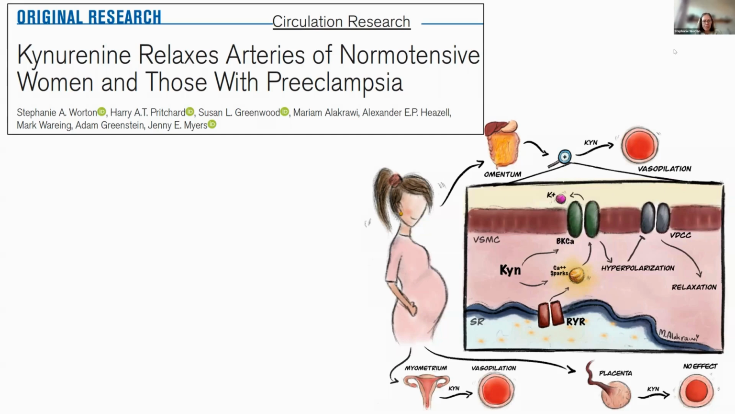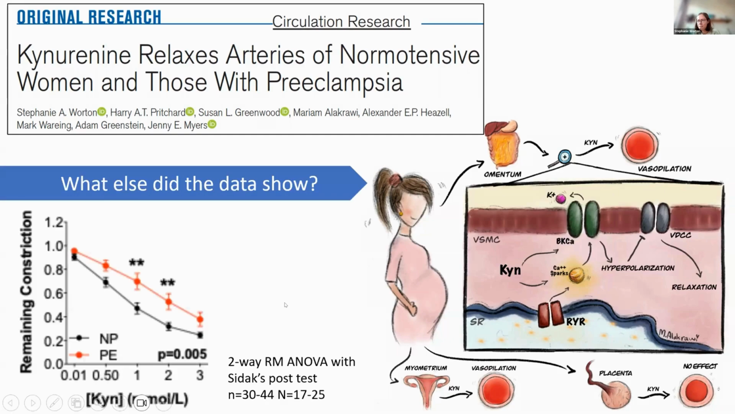Because the kinks in the data are always the most interesting part of any study. And whilst we saw substantial relaxation in maternal arteries, both from women with normotensive pregnancy and those with preeclampsia, you can see here that the relaxation was reduced in women with preeclampsia. Now, there are problems with comparing these data directly because there are several ways in which these groups aren't matched, but this really captured our interest.